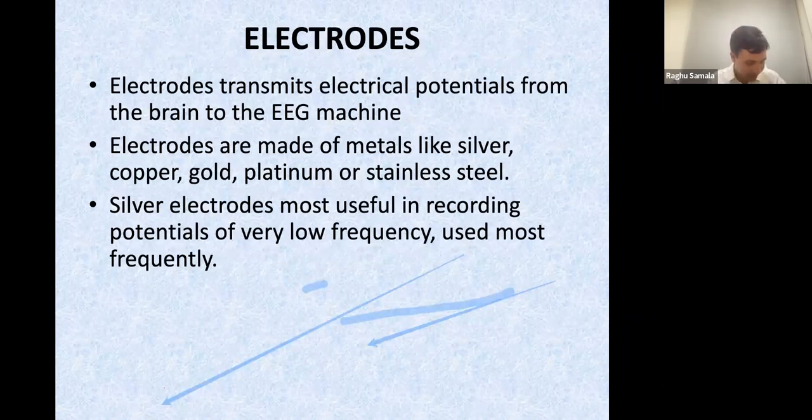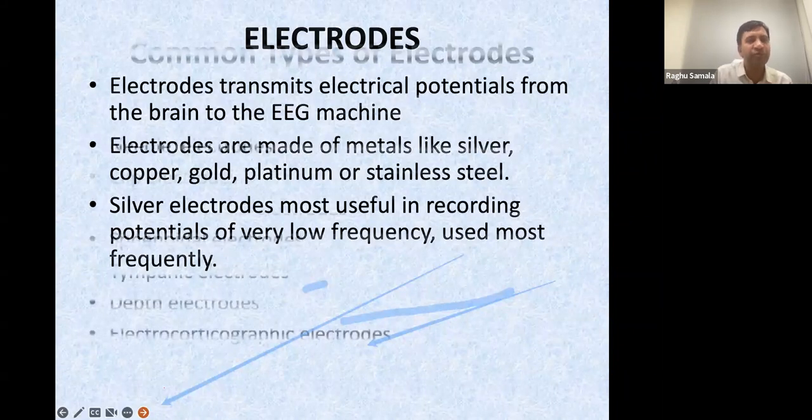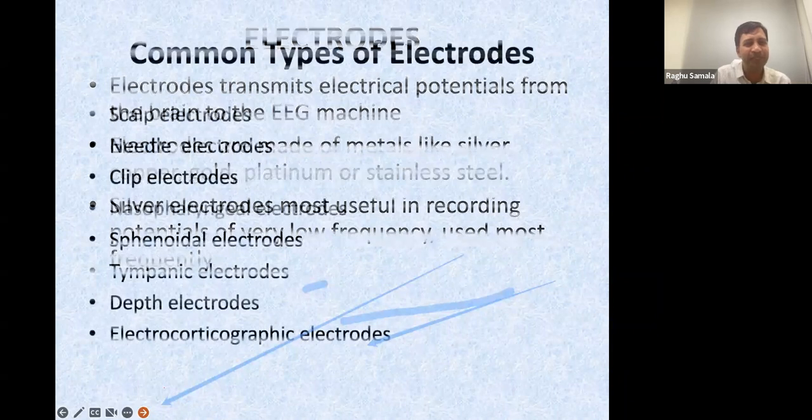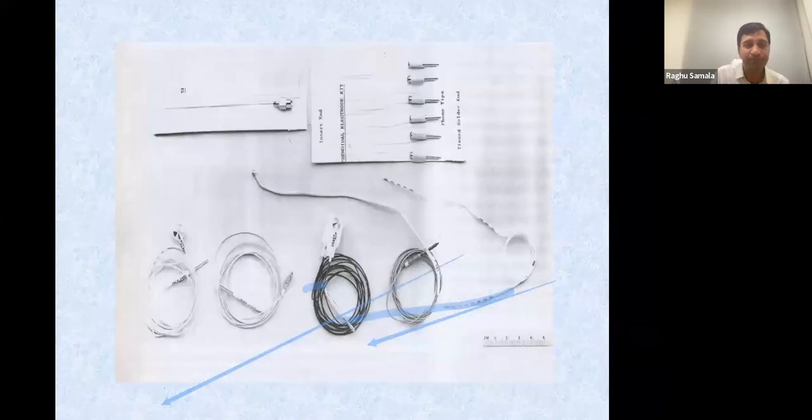Electrodes are made of metals like silver, copper, gold, platinum, or stainless steel. Silver electrodes are most useful in recording potentials of very low frequency, and they are the most frequently used ones. We use two types of electrodes. One is scalp electrodes; needle, clip, and nasopharyngeal electrodes we will not use. Very rarely, in a few centers, sphenoidal electrodes are used to record from the mesial temporal lobes. The upper one is the sphenoid electrode.